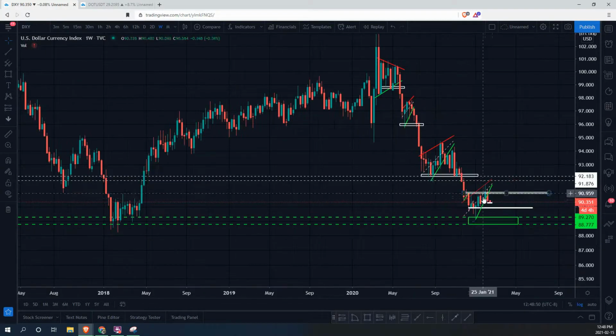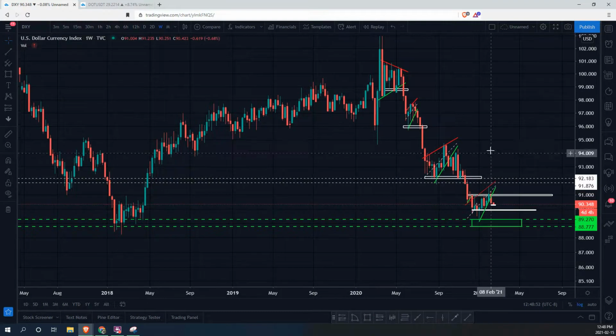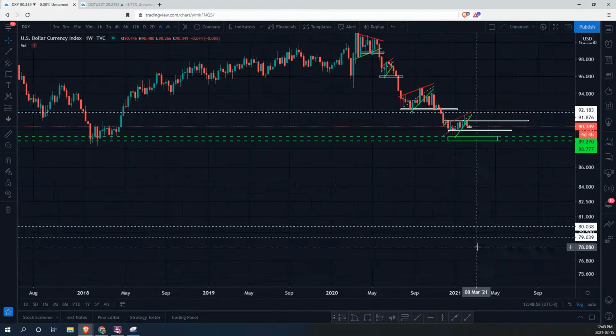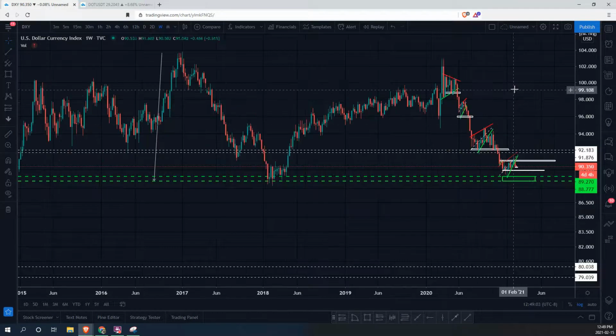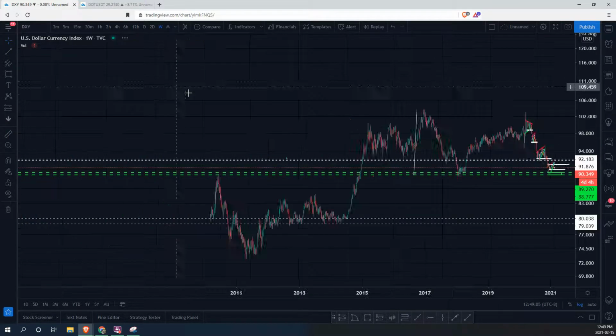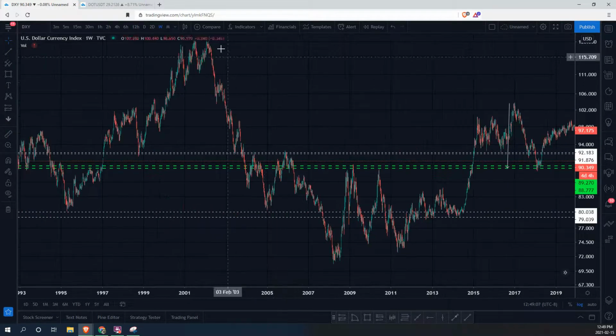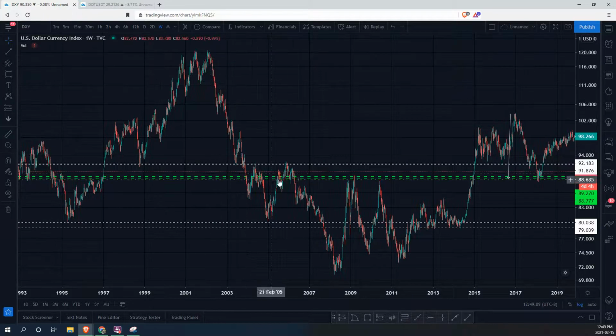Like I said, there's going to be some hesitation, a lot of, in my opinion, demand at this level before we crack it. But once we crack it, we, in my opinion, are going to be dropping pretty far a ways here. And we've seen in the past, looking at the weekly chart, trends for the US dollar can last years.